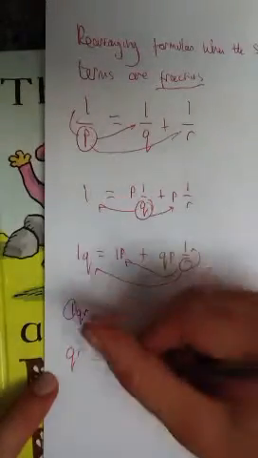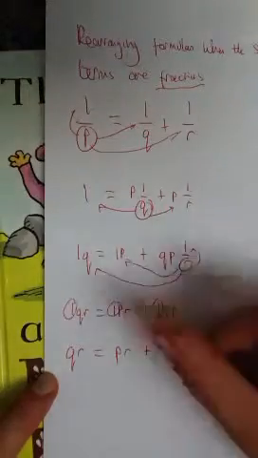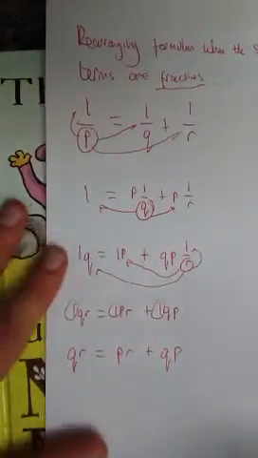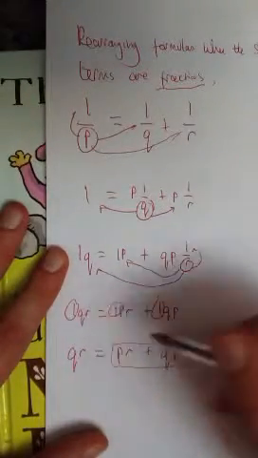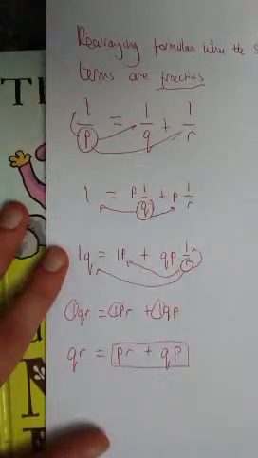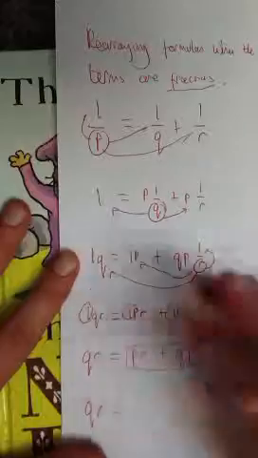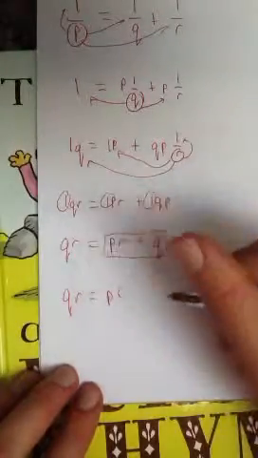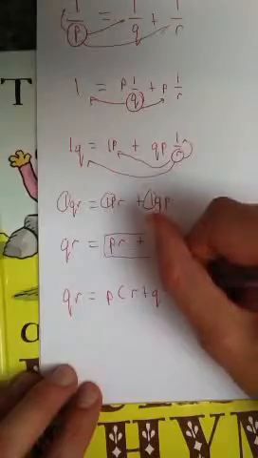So the terms become QR equals PR plus QP. Now what we need to do is factorise this side of the equation so we can isolate the P. So what this becomes is QR equals, so I'm just going to adjust this so you can move it, QR equals P brackets R plus Q.